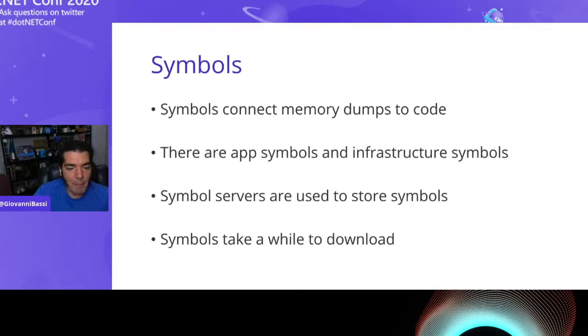You can have application symbols and infrastructure symbols, which is what I'm calling here the symbols that are usually the Windows symbols for Windows APIs and the .NET libraries. They are what I'm calling infrastructure symbols. And you also have your application symbols. Microsoft publishes their symbols on a symbol store, on a symbol server that you can download freely.